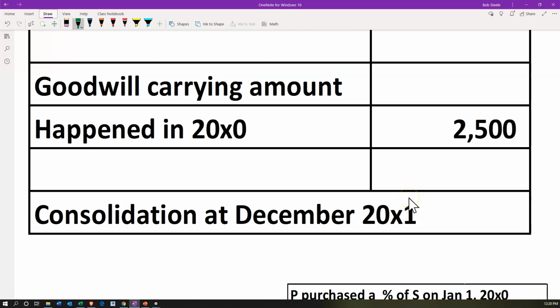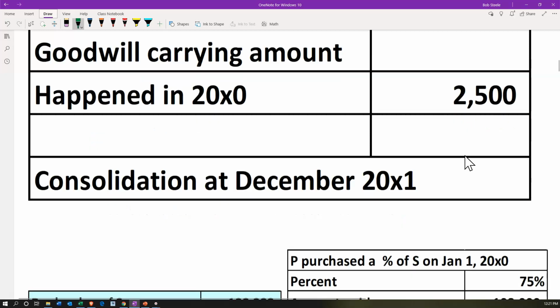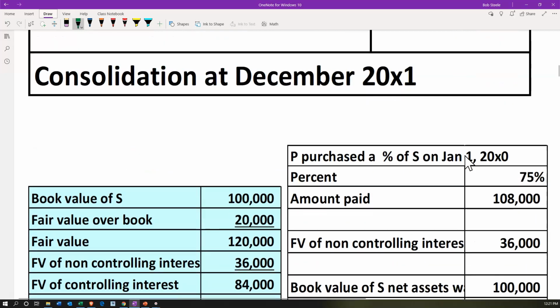Now, we're going to calculate the goodwill at the point in time the purchase took place. Then we're going to recognize that the carrying amount was different, meaning there was a decline in the goodwill that we calculated, but that happened a year after the purchase, prior to the current year that we're currently consolidating. Therefore, there's not going to be any effect on the current year net income. So we have to take that into consideration when we do our consolidation.